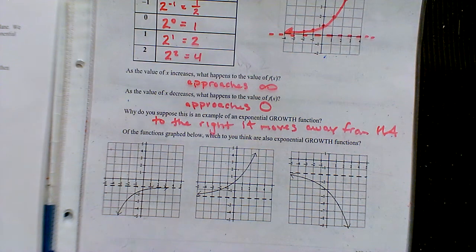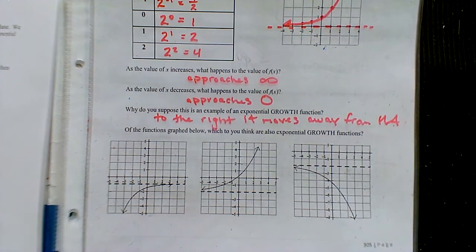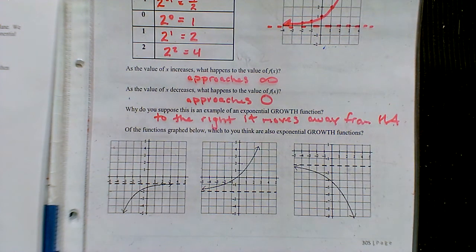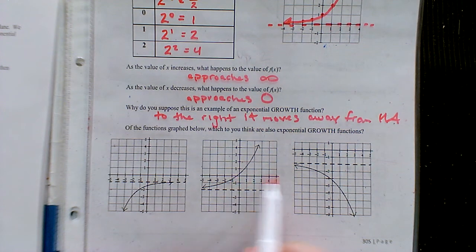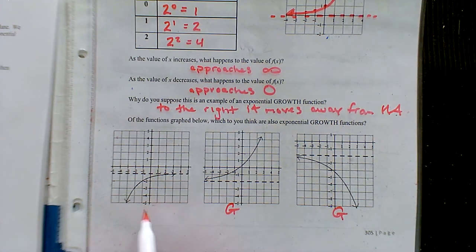Based on the 3 graphs at the bottom of some other exponential functions, which ones can we label as growth? Good, Rebecca? The second and third, right. As you go to the right, in both cases, you're moving away from the asymptote. So maybe we'll put G and G for those two for growth, which means we could probably label the first one as decay.